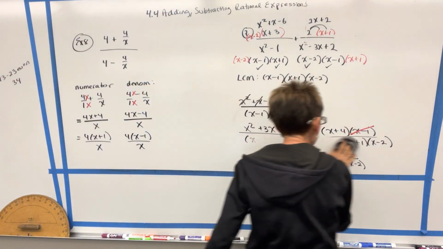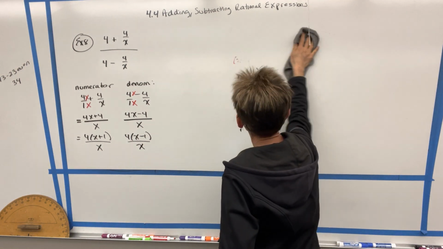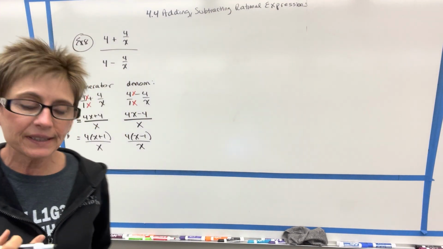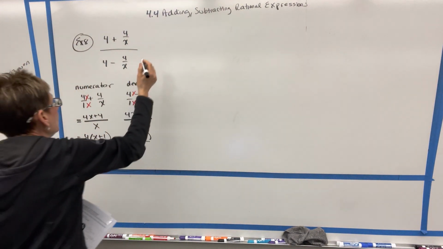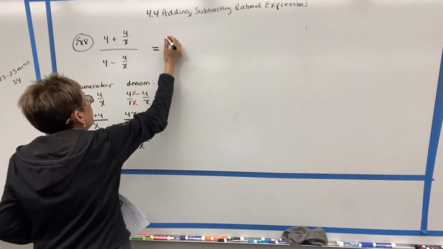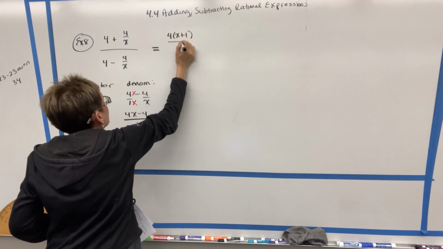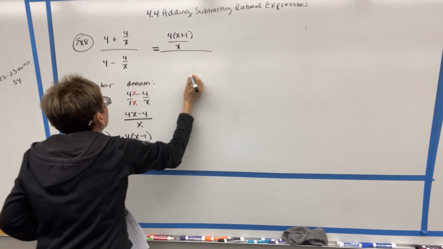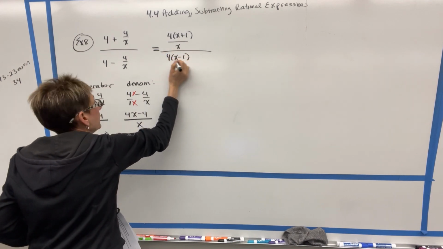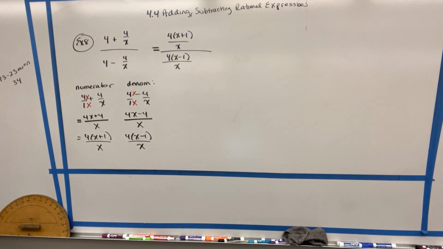So when we're working with a compound fraction, in other words, a fraction with fractions inside it, we simplify the numerator and denominator separately. Now let's go ahead and rewrite, or I should say simplify separately. We're going to rewrite the numerator as 4 times x plus 1 over x. And then the denominator is going to be 4 times x minus 1 over x. All right, now you know what to do.